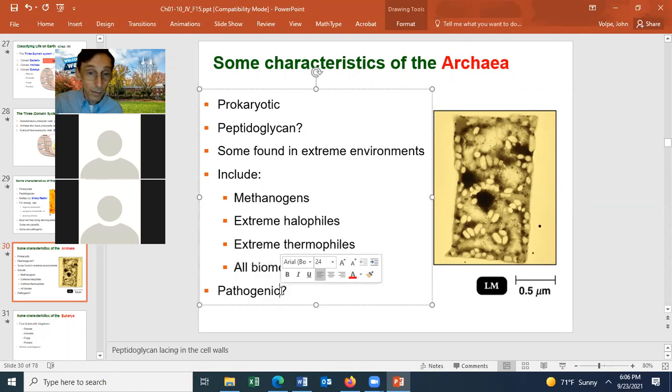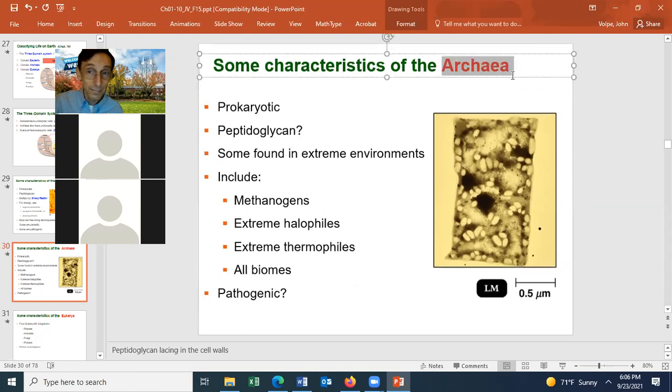And does anybody know, are any of the archaea pathogenic? Do the archaea cause human disease? Does anyone know? Nobody knows? So I'm going to answer. There is no known archaea that causes human disease. And that's the main reason why after this lecture, I'm not going to be talking very much about the archaea. They do not cause human disease.